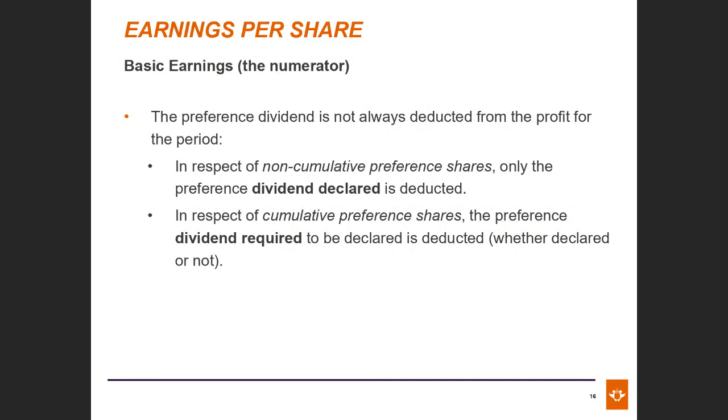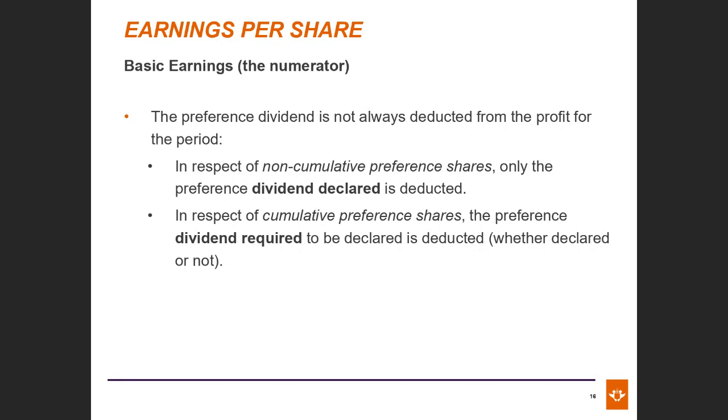So who can tell me if they've ever heard of cumulative and non-cumulative shares? When we have a preference share that is cumulative or non-cumulative, what does it mean? I'm not sure if you've ever heard of that before, but you can have a cumulative preference share.